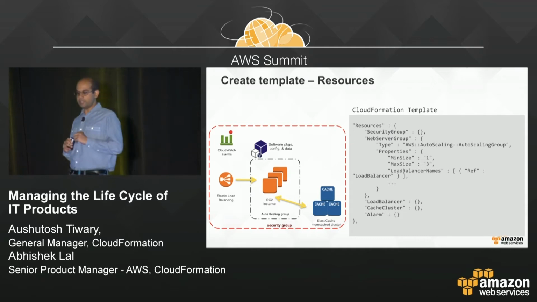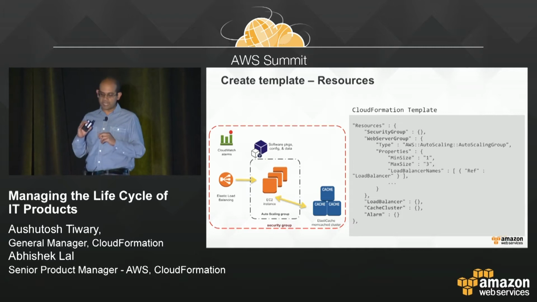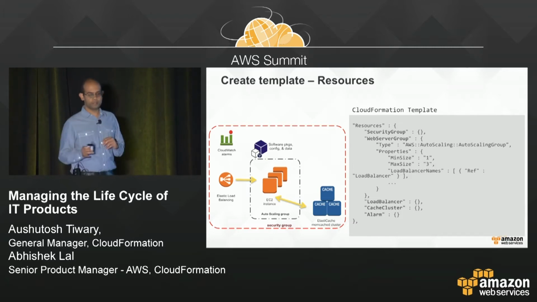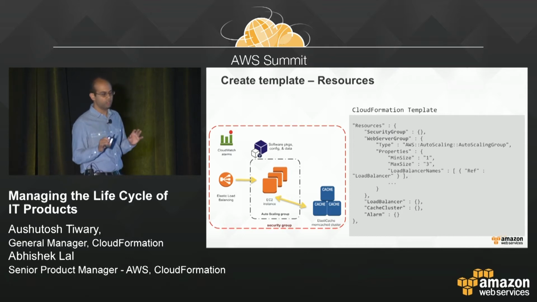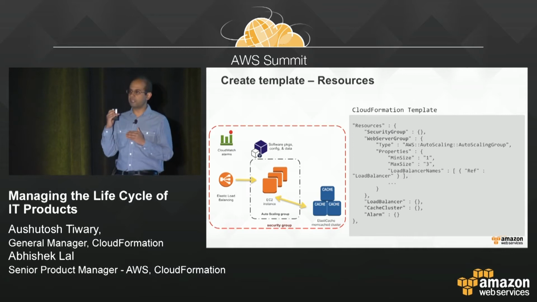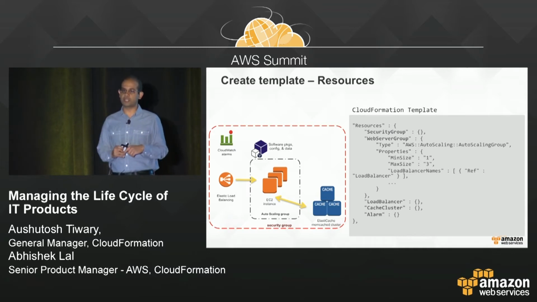The first item you see there is resources. Each line item I talked about here is a resource. Security group, web server group, load balancer, all of them are resources. So in the resources section, I get to define line by line all the things that are associated with the stack.